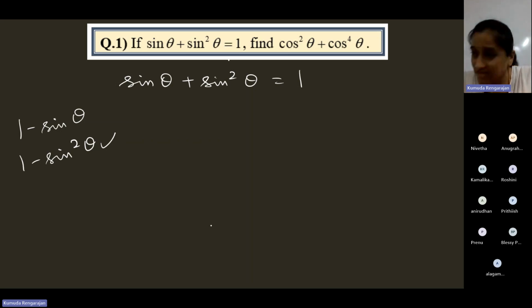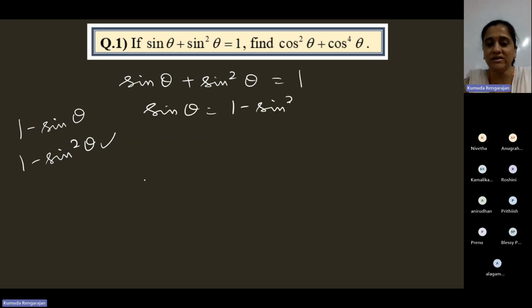So we transpose sine square theta to the other side because it gives us a new result. 1 minus sine theta is not going to give you anything new. It's going to remain 1 minus sine theta. So you can remember like that. So sine theta is equal to 1 minus sine square theta, so sine theta is equal to cos square theta. Okay, this is the result.